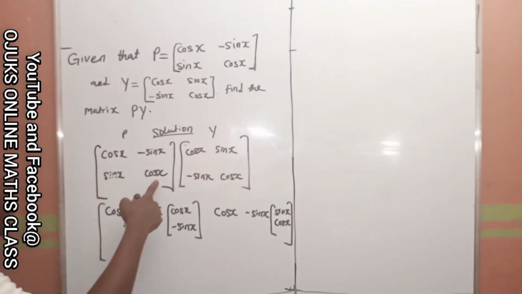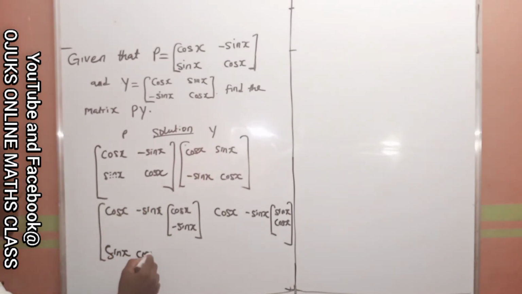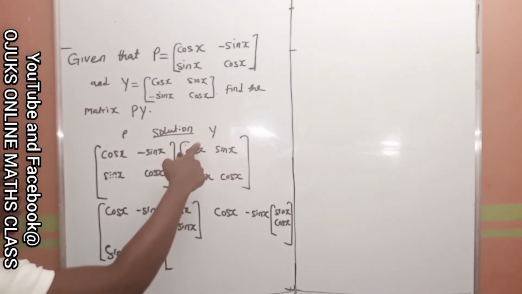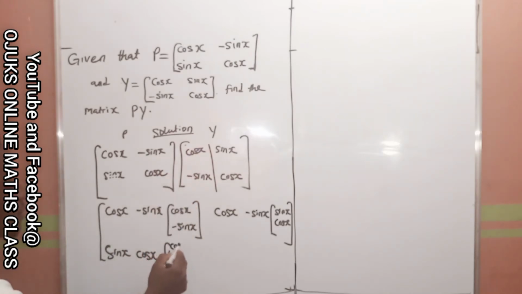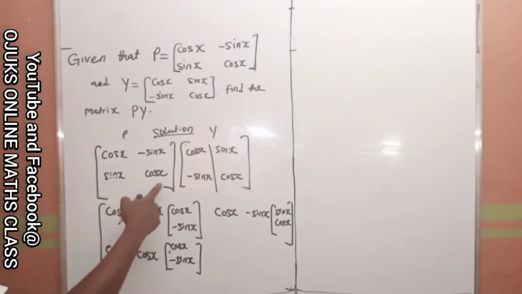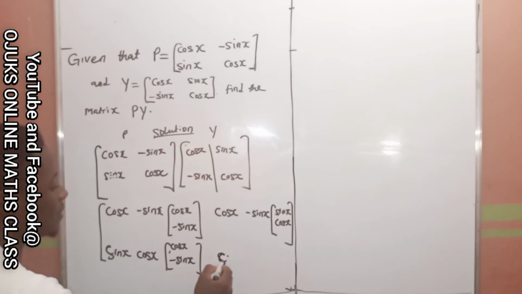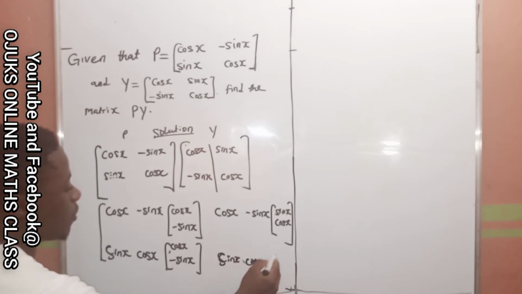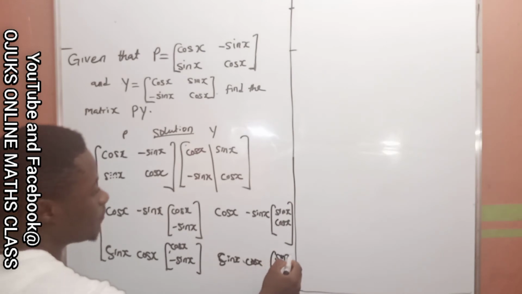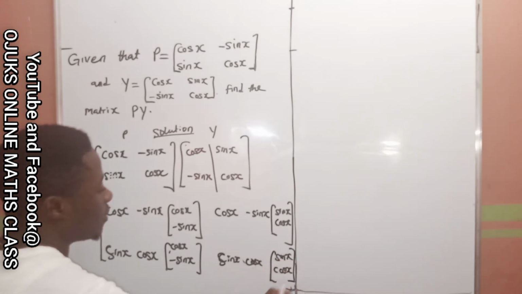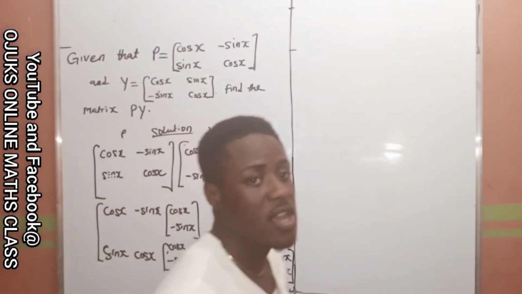The second row of matrix P will have sin x, then cos x, multiplying the first column of matrix Y. This is the column. The first column of matrix Y will have cos x and minus sin x. That same second row of matrix P, sin x and cos x, multiplies the second column of matrix Y, which is sin x and cos x. Okay, so we have split it this way. Let's now do the multiplication.